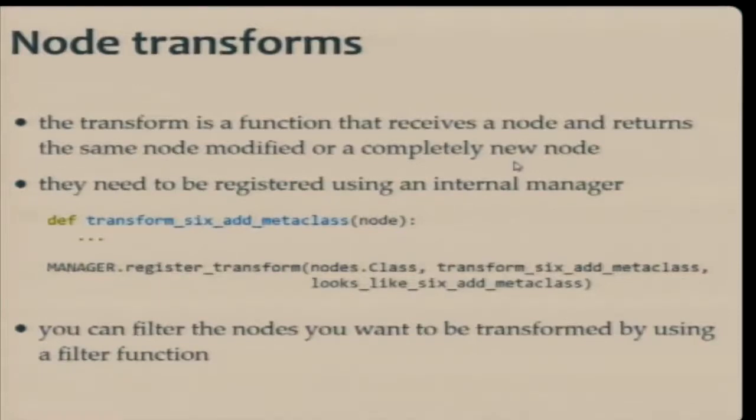Basically, that API is a function which should accept one parameter, that parameter being the original node, and should return either the modified node or a new node. And you just register that function with an internal manager. It's an implementation detail, but anyway, you just register your transform function. And when doing astroid.parse, that transform function will be called for that particular type of node. In this example, I'm registering a transform for the class node.